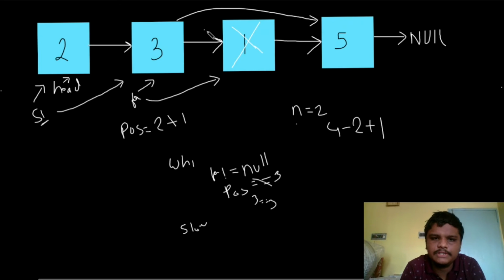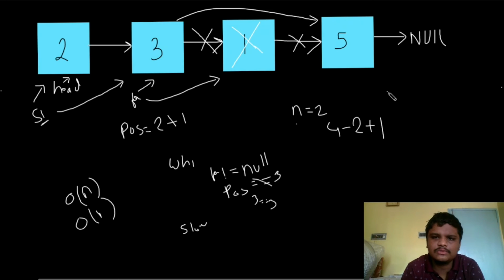When 3 started pointing to 5, this connection will be lost. And when this one is pointing to null, this connection will also be lost. So the time complexity for this algorithm is big O of n, because we are traversing through the list only once, and the space complexity is big O of 1, because we are not using any extra space over here.